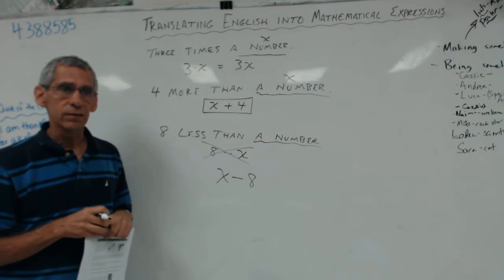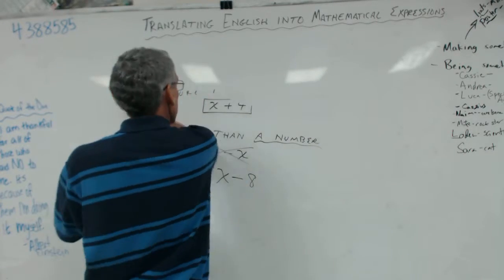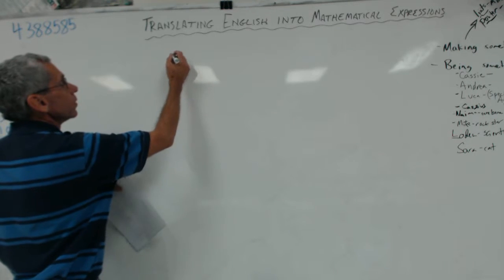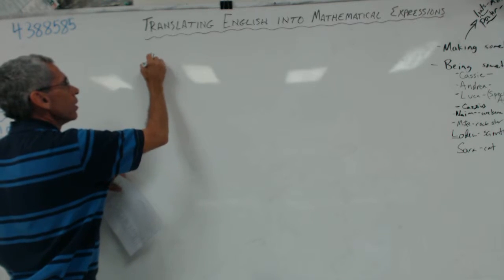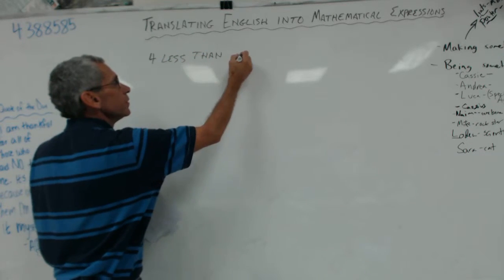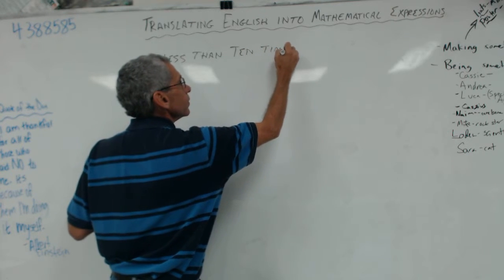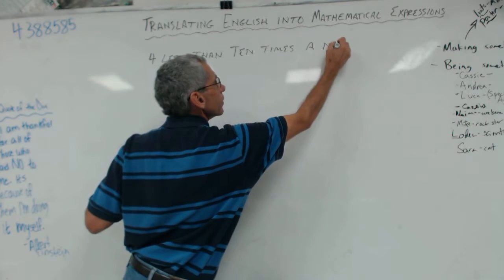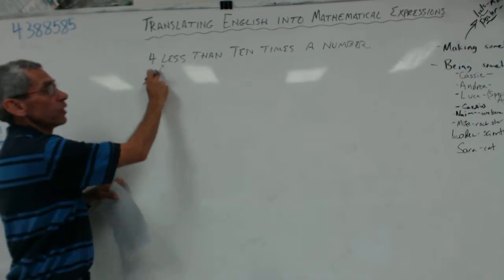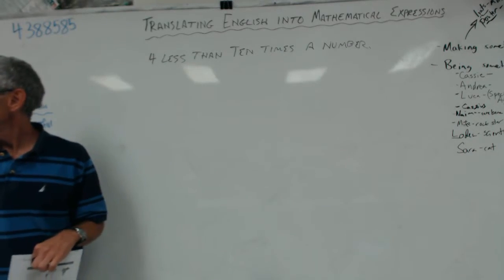Now, what if I gave you this? I'm going to erase all this. We're running out of time here. What if I gave you this: 4 less than 10 times a number. Okay, which was here first? The 4 less than or the 10 times a number? The 10 times the number.